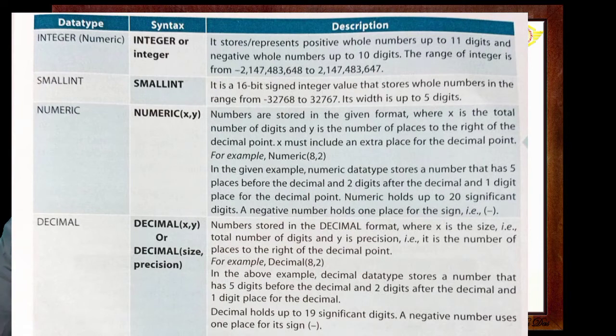Next we will see the decimal data types. Numbers are stored in the decimal format, where x is the size, that is the total number of digits, and y is the precision, that is the number of places to the right of the decimal point. For example, decimal 8,2 means the decimal type stores a number that has 5 digits before the decimal and 2 digits after the decimal. Like that we can do.